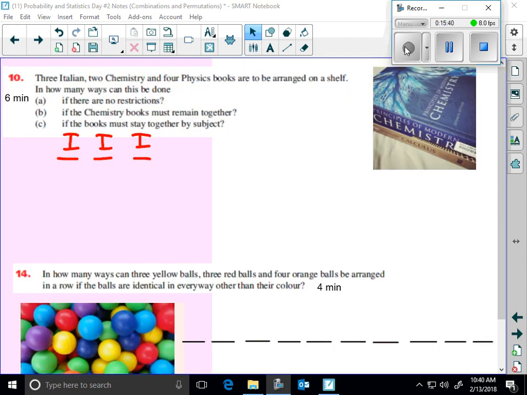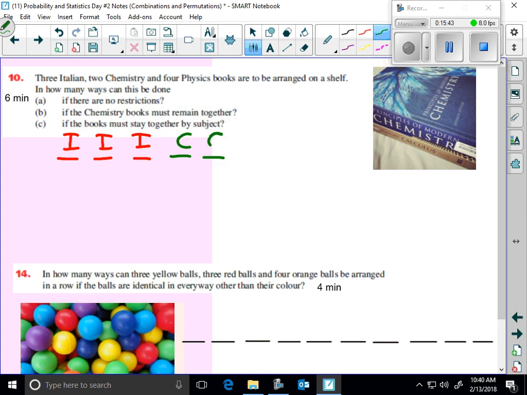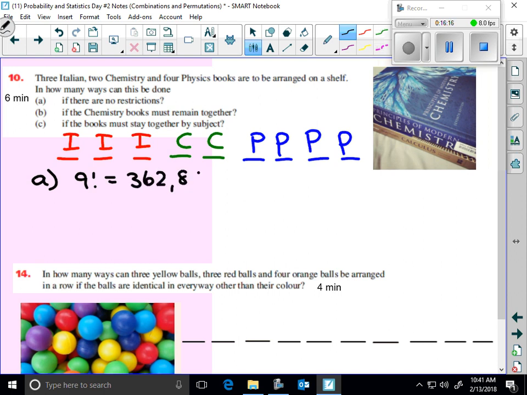So we've got our 3 Italian books. We've got our 2 chemistry books. Again, not guaranteed they're the same. And then 4 physics books. Okay, now we have 9 books. So if we're just tossing books up on the shelf for part A, and there's no restriction as to where they are, we would take 9 times 8 times 7 times 6 times 5 times 4, all the way down to 1. Right? What's 9 factorial? Okay, so that many different ways to organize those books.